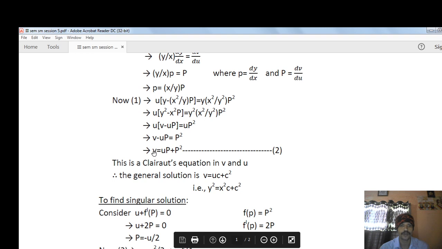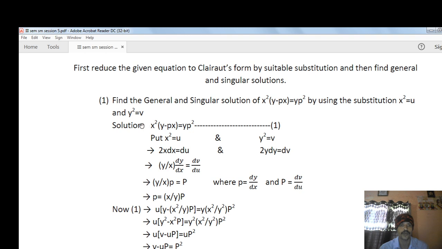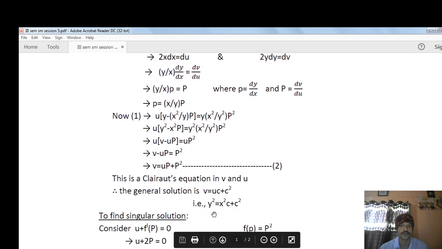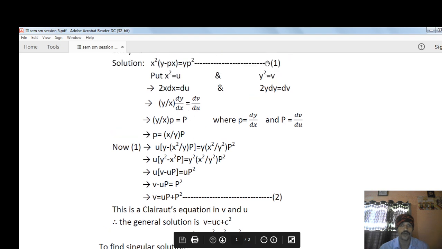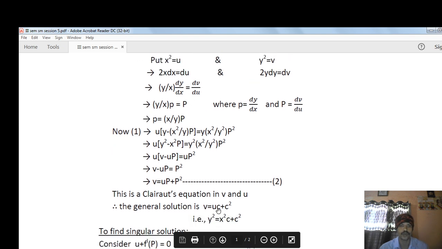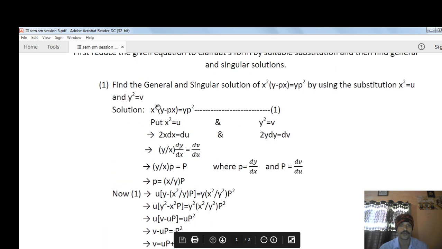Now it is time to find general and singular solution of this Clairaut's equation. The general solution is just replace P by C. V is equal to UC plus C square. Now it is important to convert V and U in terms of Y and X, because the given equation is in Y and X. So that is why you have to get the solutions in terms of Y and X only. Now V is Y square and U is X square: y square is equal to x square C plus C square, and this is the general solution of given equation.